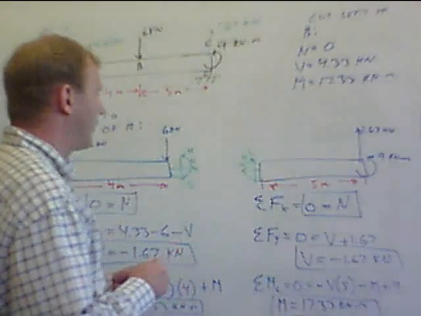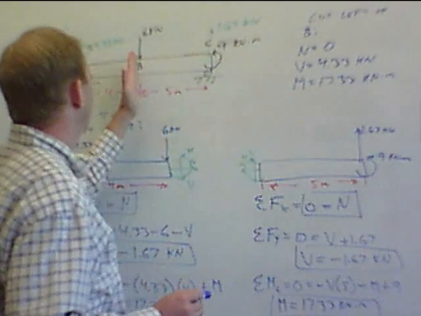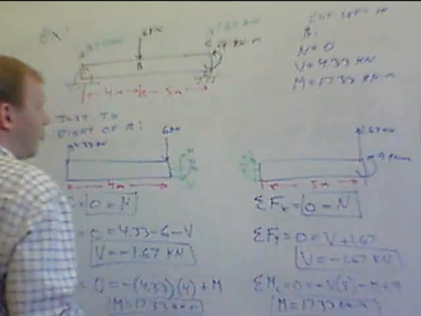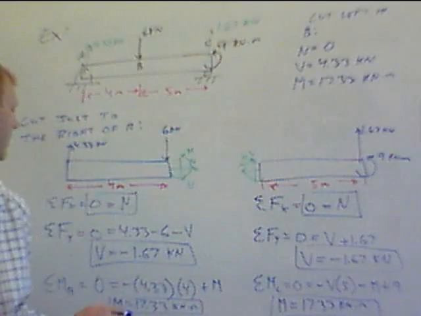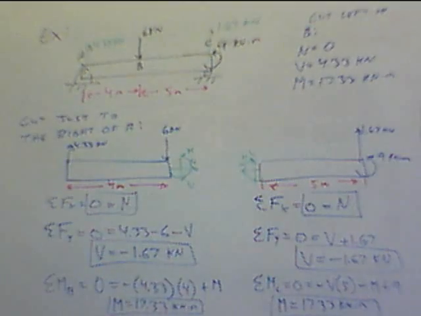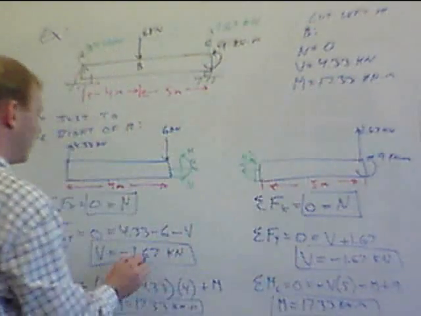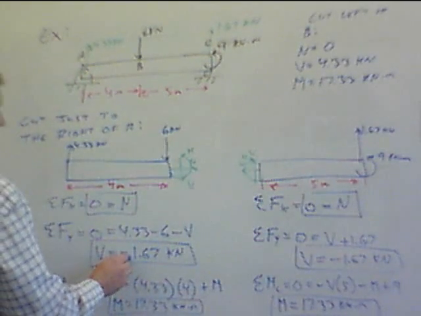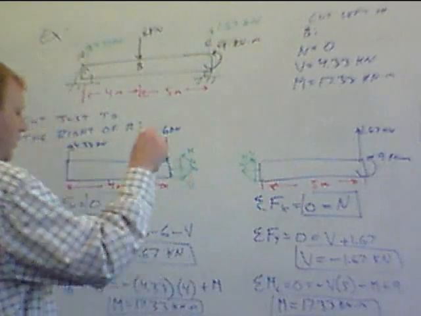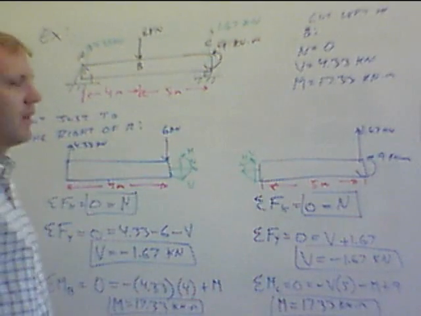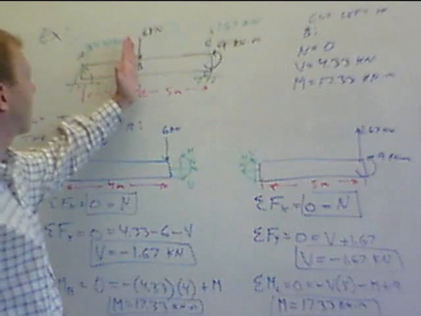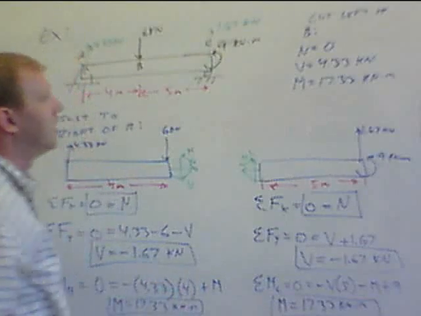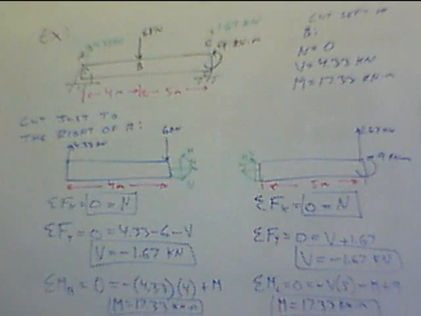The one thing worth noting is that the moment didn't change as we move from one side of the force to the other, but the shear force did. The shear force went from 4.33 just to the left to a negative 1.67, i.e. the shear force had a decrease of 6 kilonewtons, from 4.33 upward to 1.67 downward. That's to be expected when we cross over a 6 kilonewton force downward. We're going to see our shear force decrease by that same 6 kilonewtons.